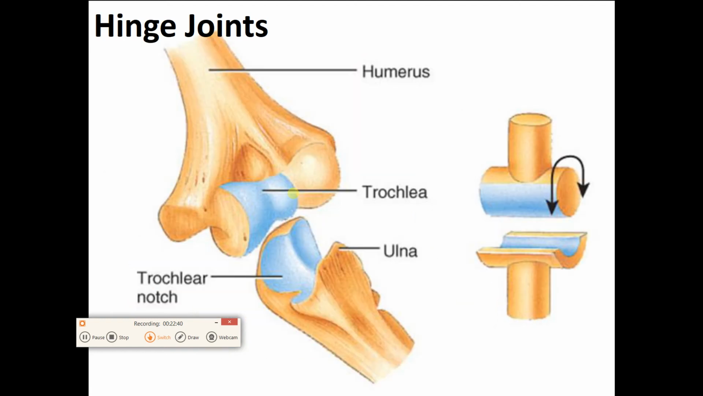Next up we have hinge joints. Hinge joint is like a hot dog and a bun. And it allows for just that uniaxial motion like you have your elbow joint. And that's what we see here, the elbow joint. The joint between the trochlea of the humerus and the trochlear notch of the ulna is a classic example of a hinge joint because it looks like a hinge.